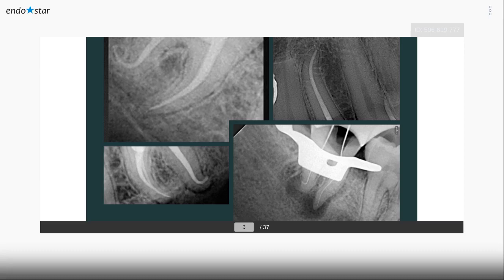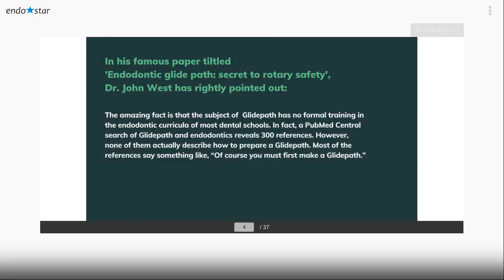To throw some more light on what I just said, let me quote Dr. John West from his famous article, Endodontic Glide Path: Secret to Rotary Safety. In this article, he says the amazing fact is that the subject of glide path has no formal training in the endodontic curricula of most dental schools. In fact, a PubMed Central search of glide path and endodontics reveals 300 references. However, none of them actually describe how to prepare this glide path. Most of the references just say something like, of course, you must first make the glide path.